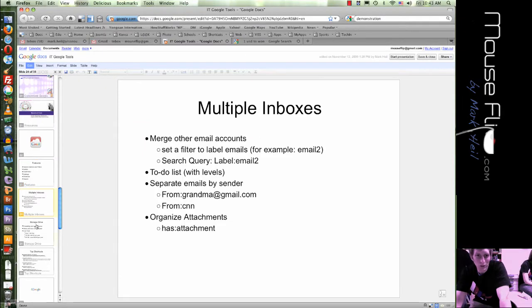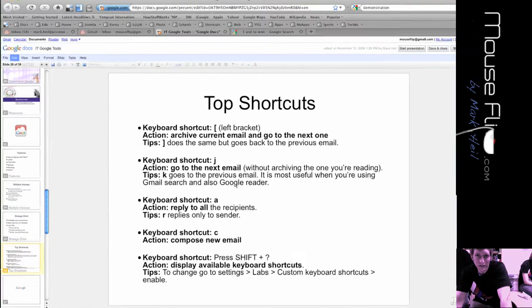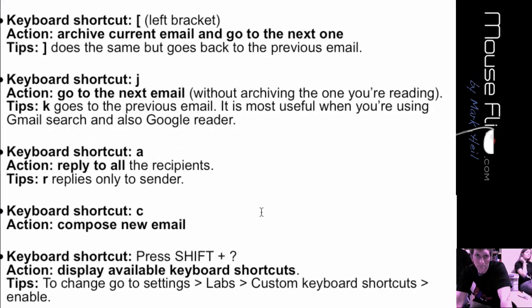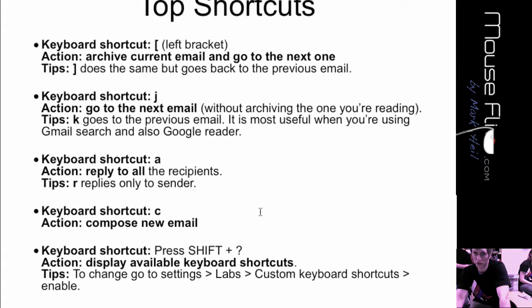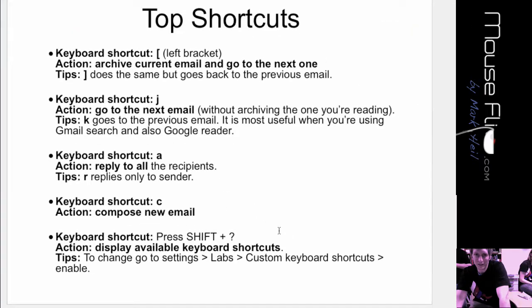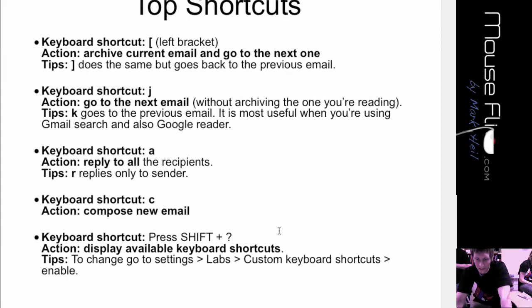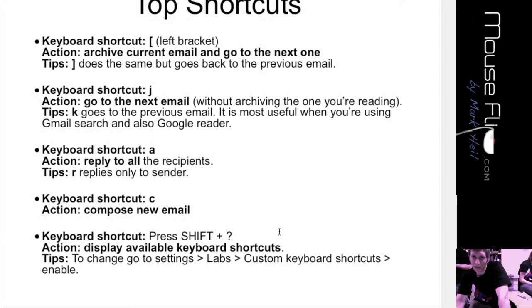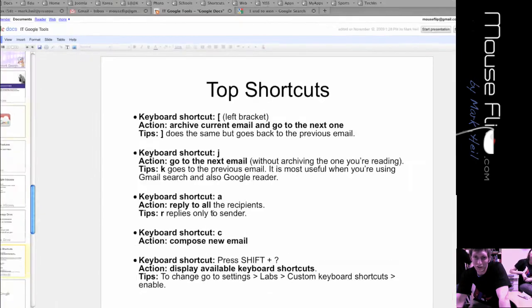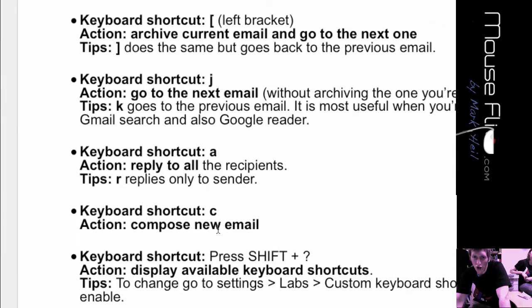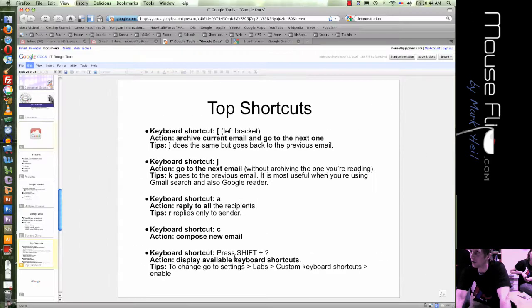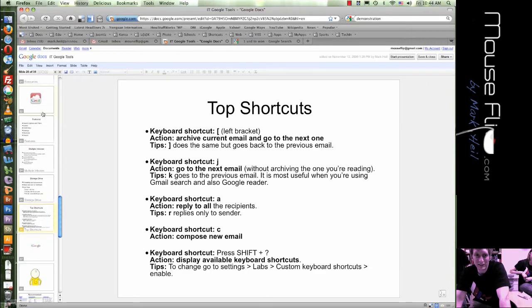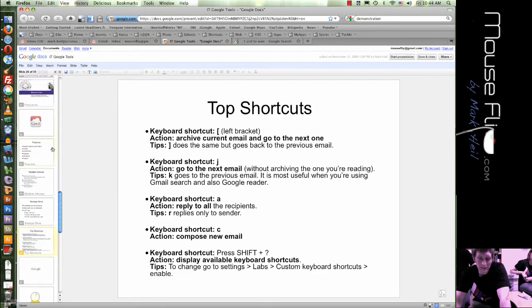So that's multiple inboxes. Here's some of the shortcuts. I showed you guys C, but if you use the left bracket key, you can archive the current email and go to the next one. The J and the K, that goes to your next email, so you can try that. Also, R is reply, and C is compose, and then press Shift plus question mark, and it'll show you all the shortcuts that you need for Gmail. Okay, and that's Gmail.